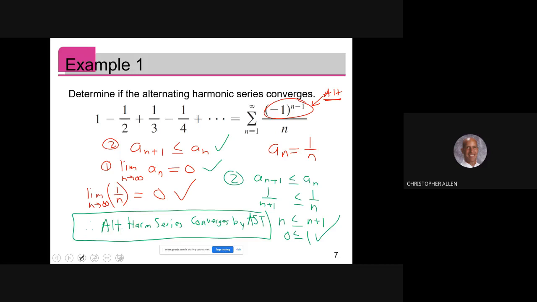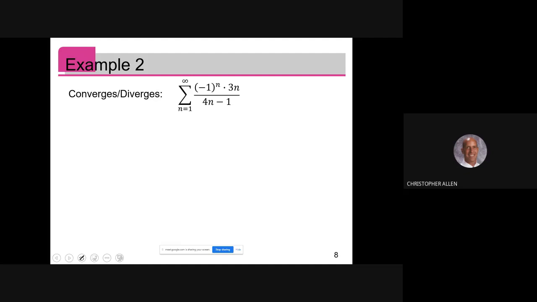Okay. All right. So let's go ahead and move on. Let's look at another example. Converge, diverge, I don't know. Let's see here. Okay. Can you see the alternator? So you see the alternator. There it is. So what's A sub n going to be in this problem?